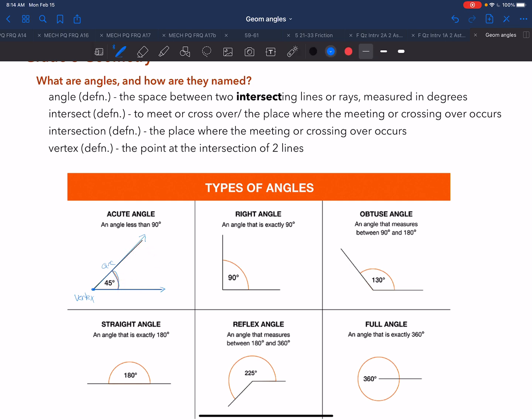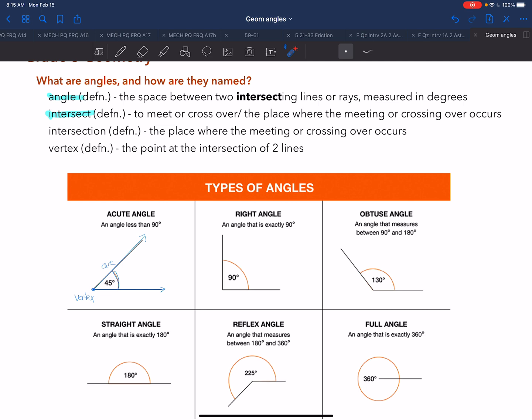So we've now also defined what angle is. Intersect, well, we've also seen us using that. Intersect means to meet or cross over the place where the meeting or crossover occurs. So intersect means to meet. So these two lines intersect here at this place called the vertex. The intersection is this place where they meet.